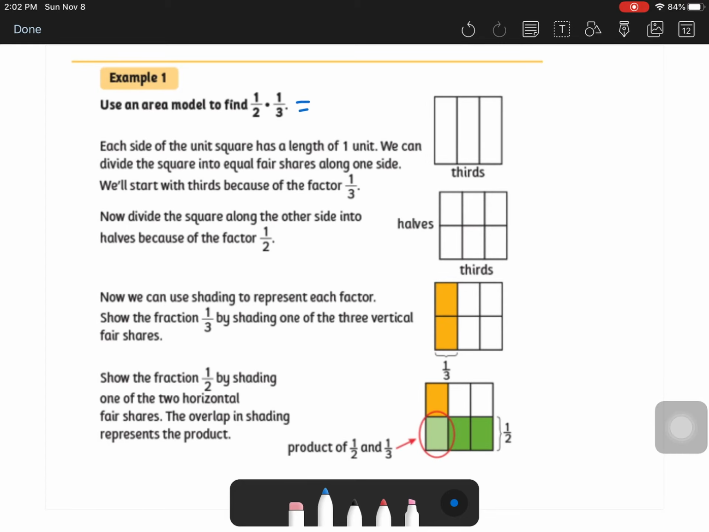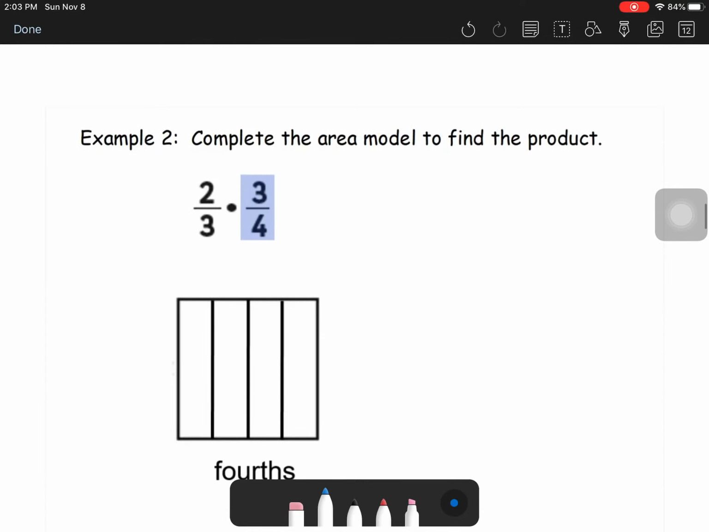Now, if you look up here and you just multiply straight across, 1 times 1 and 2 times 3, 1 times 1 is 1 and 2 times 3 is 6, which is really what you're going to see here with this area model. They're trying to give us a visual for this, okay?